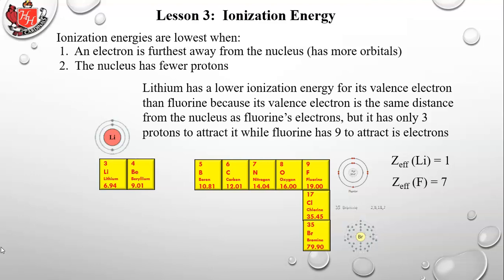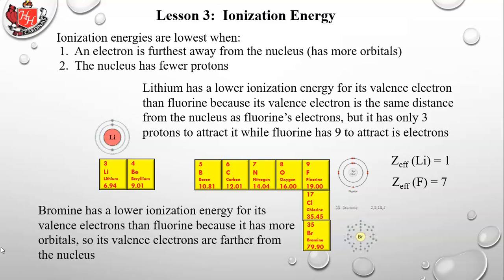So the valence electron in lithium only feels the pull of 1 proton. Fluorine, if we do the same calculation, has a Z effective number of 7. So we can quickly do that calculation. Fluorine has 9 protons. If you subtract the core electrons, it also has 2, just like lithium. It has 2 electrons inside of its valence orbital. So that's 9 minus 2 is 7. So fluorine's valence electrons, all 7 of them, feel the pull of 7 protons each, whereas lithium's 1 valence electron only feels the pull of 1 proton.